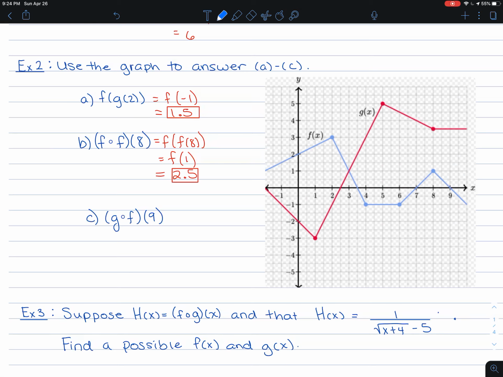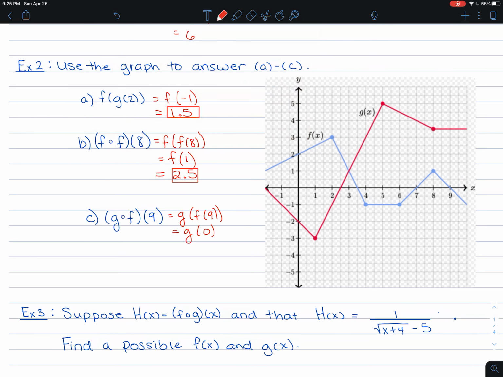Finally, let's go ahead and take a look at C. Again, you can press pause and see if you can do it yourself. Let's go to f of 9. We have the point 9, 0, so f of 9 is equal to 0. And then after we do f of 9, we're going to do g of 0. So now we're looking at the g graph.